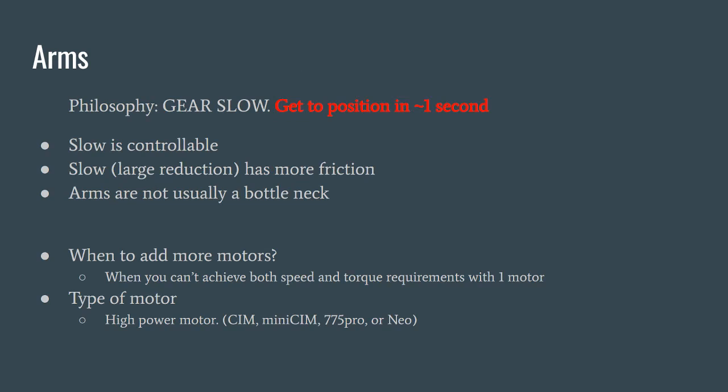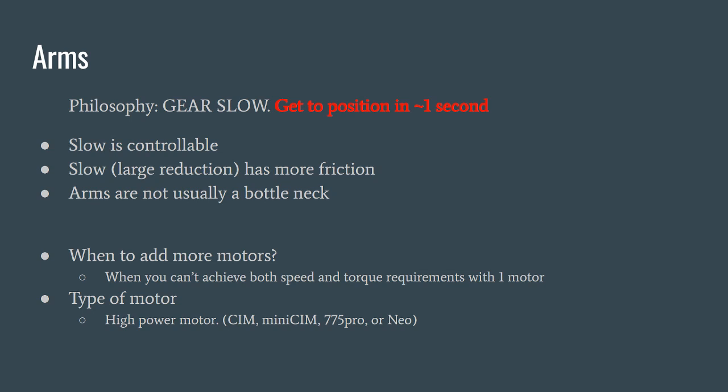So for arms, generally you want to gear them as slow as possible. Because if you turn a motor on and the arm just goes, that's not very useful. You don't really have much control over it, and it makes it a lot harder for programming. If you don't have really good programming control loops, it's good to have the arm motor go slowly. So generally, an arm motor going slowly isn't a bottleneck. So why not have it slow?